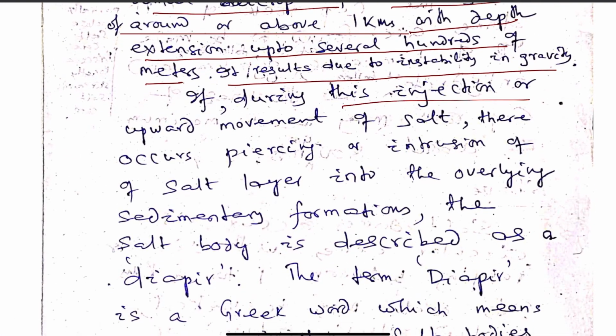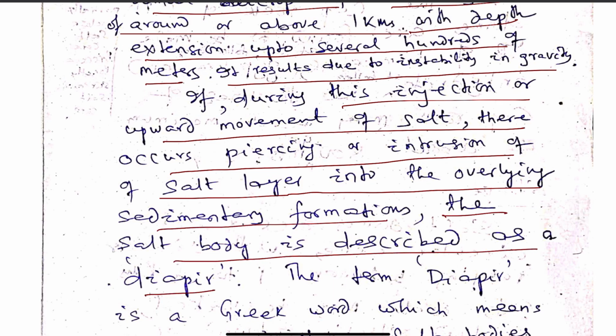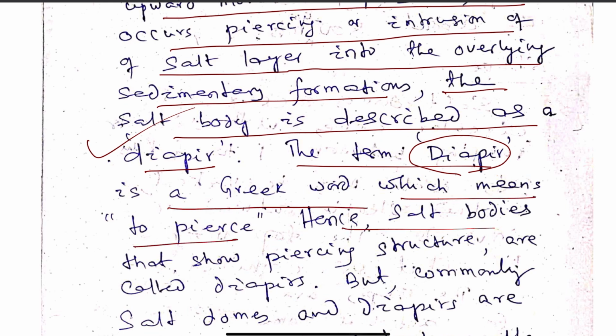And if during this injection or upward movement of salt bodies there occurs piercing or intrusion of the salt layers into the overlying sedimentary formations, in that case the salt body is described as a diapir. So a diapir has a discordant relationship with the overlying rock. In a diapir, the salt bodies try to intrude into the overlying rock and cut across them. So the term diapir is applied to intrusive salt bodies. This term diapir is actually a Greek word which means to pierce. Hence, salt bodies that show piercing structure are called diapirs.